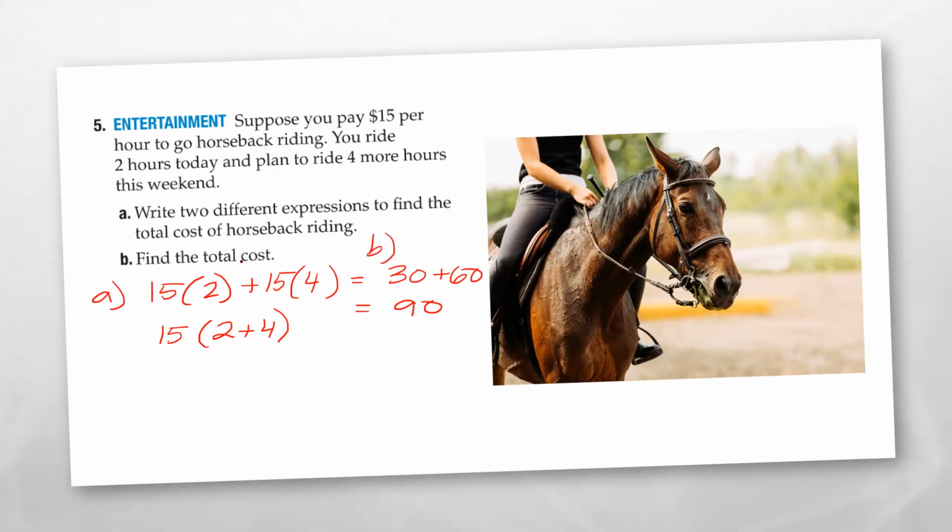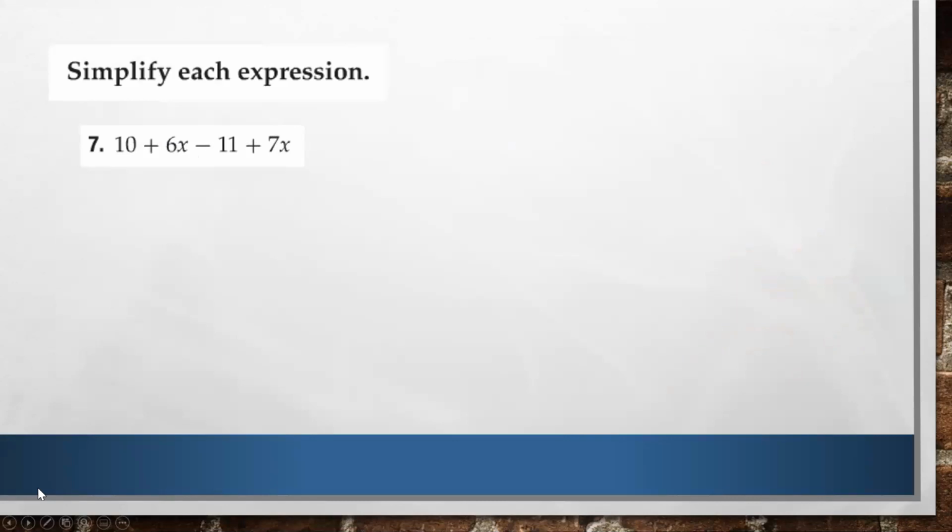All right. Let's move on to the next problem here. Number 7 says to simplify each expression, okay? So now we have this expression. This is not an equation because we do not have an equal sign, right? We cannot solve this. We're not trying to solve for x. We're being asked to simplify the expression, okay?